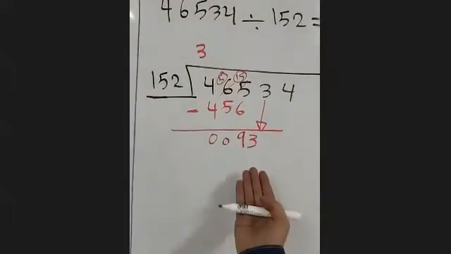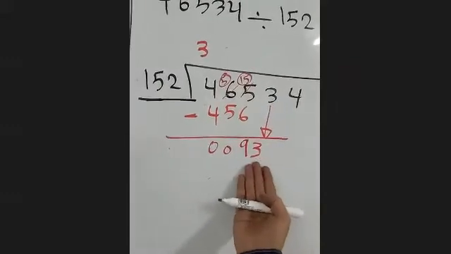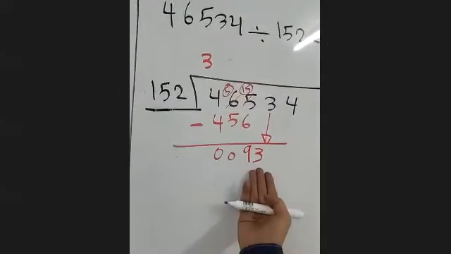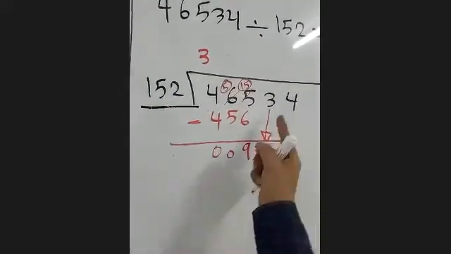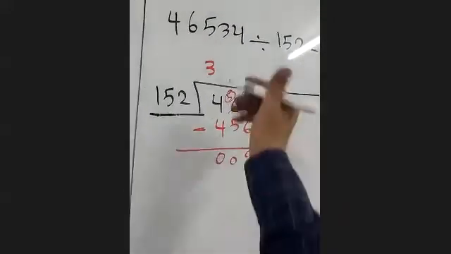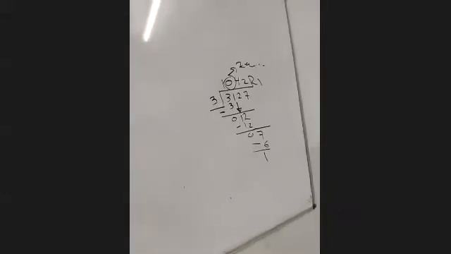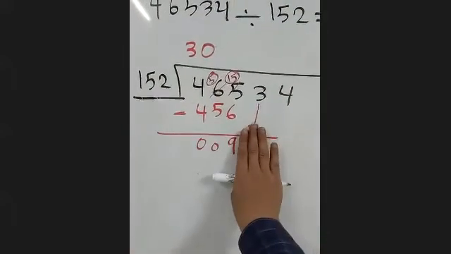Now, what do I have here? 93. I bring a number down, and I have 93. And what do I have here? 152. The 93 is smaller than 152. And this is 3, I brought it from the dividend. So we put 0 in the quotient, remember? As we did in the example there. So here, after I subtract, I have 9.